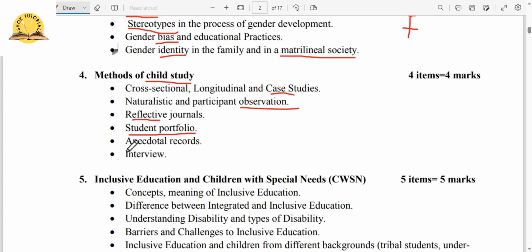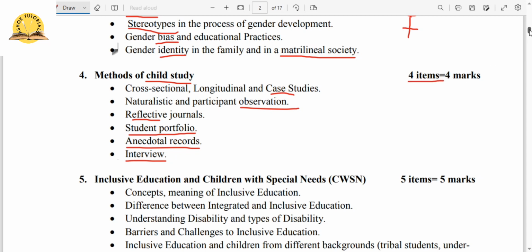And also we have these anecdotal records. These terms are very important, all right? These anecdotal records and reflective journals, then student portfolio. This will be asked in exams as MCQs, and also interview. We will discuss the interview. How do we interview the child? To give you a very simple example, whenever we want to take students in any schools, we conduct an interview, right? So that we understand the child better, not to judge him or her, but to understand him so that we can cater to his needs in the best possible way, right? So this particular unit is for 4 marks, right?